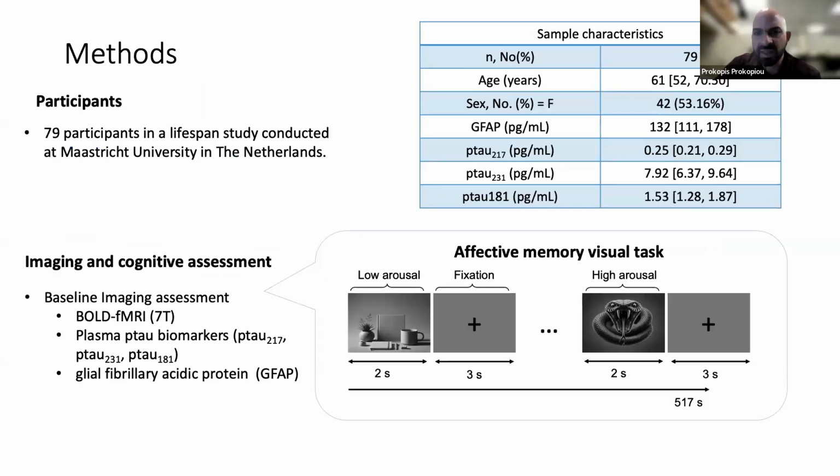So in this study, we used data collected at the 70 from 79 participants in a lifespan study conducted in the Netherlands. And the data set included baseline fMRI data collected during the execution of an affective memory task, blood biomarkers of tau hyperphosphorylation, including p-tau 217, 231, and 181, and GFAP, which is glial fibrillary acidic protein, a measure of astrogliosis. The task comprised emotional images selected from the International Affective Picture System, and they were equally divided into high arousing with negative valence images and low arousing with neutral valence images.